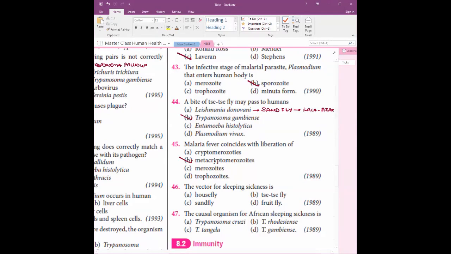Okay, there is one more question. What are trachozoites? Or do you mean trophozoites?